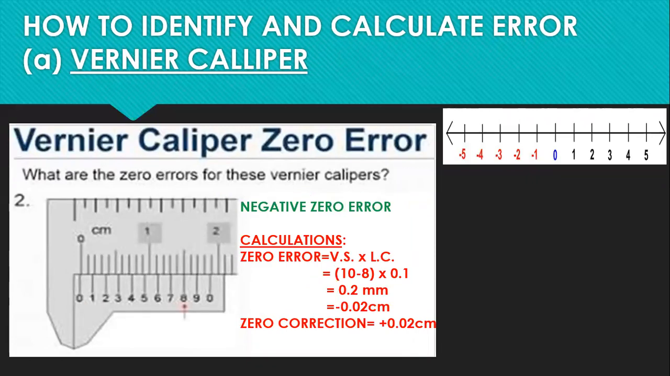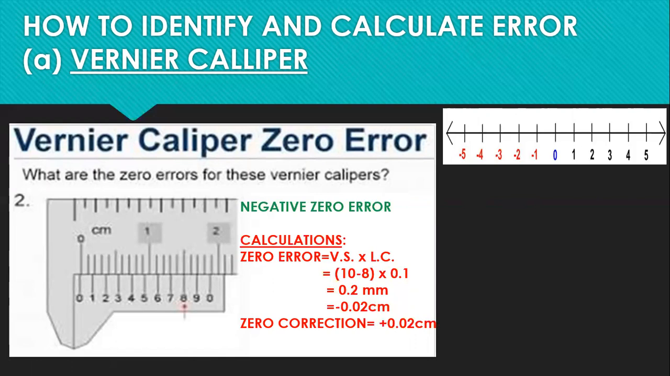In this picture, if you closely observe, the 0 of Vernier scale is slightly towards the left of main scale. And you observe the number line, all the negative integers are coming towards the left of the 0 on a number line. So this 0 is towards the left, all the negative integers are towards the left. So this error is a negative 0 error.